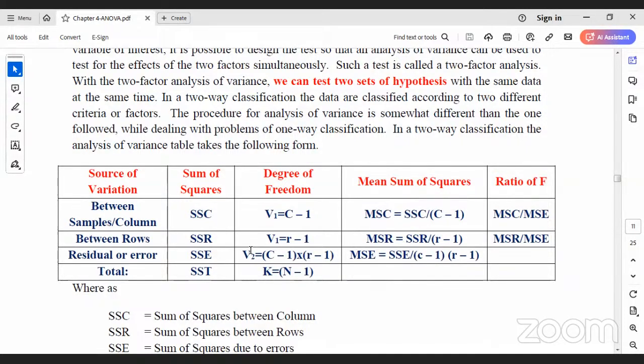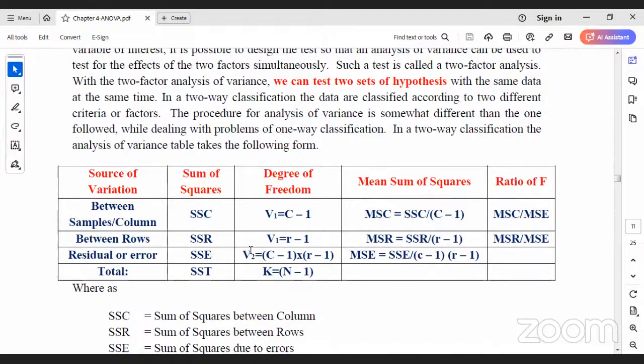Take a photo or write it down, it's fine. So: source of variation, sum of squares, degrees of freedom, mean sum of squares, ratio of F. These are the 5 columns. These 5 columns are there for ANOVA one-way classification and these 5 columns are there for ANOVA two-way classification also.